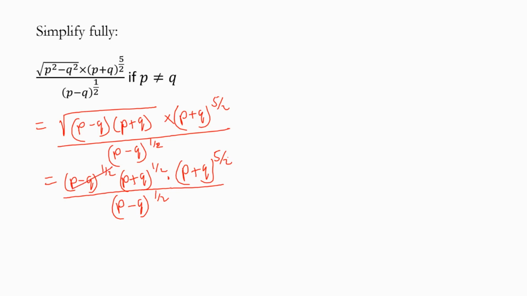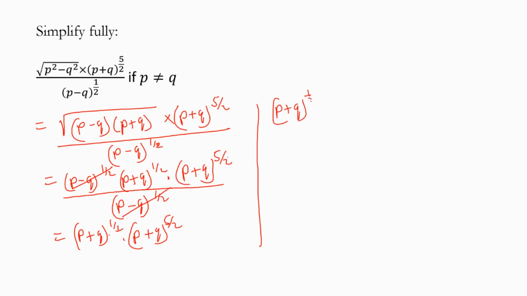Then this divided by this is 1. We remain with p plus q to the power half times p plus q to the power 5 over 2. And then we add the exponents since the bases are the same. So it's p plus q to the power 1 over 2 plus 5 over 2. So it means p plus q to the power 6 over 2, which is 3. And then we have p plus q to the power 3.